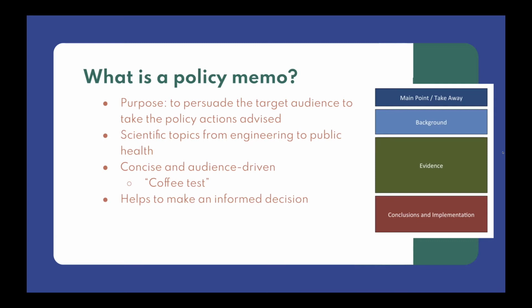Looking at the graphic on the right, this is an overview of the structure that a policy memo has. First there's the main point or the takeaway, then the background, then the evidence, which is usually the largest section of your policy memo, and then you have conclusions and implementation, where you explain what the optimal path is and why.